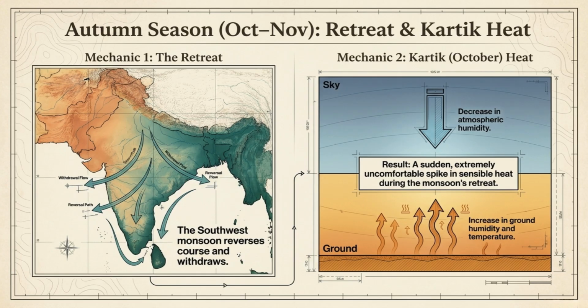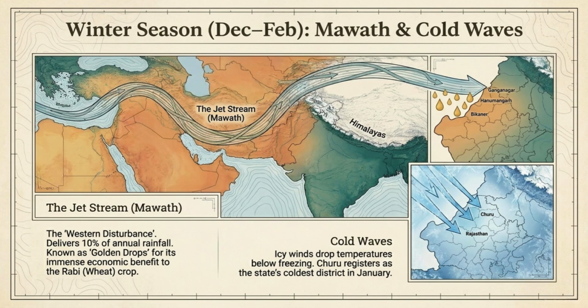As October and November arrive, the monsoon reverses course and withdraws. This withdrawal drops atmospheric humidity but increases ground temperature, resulting in a sudden, extremely uncomfortable spike in sensible heat known as Kartik heat. Finally, winter settles in from December to February.